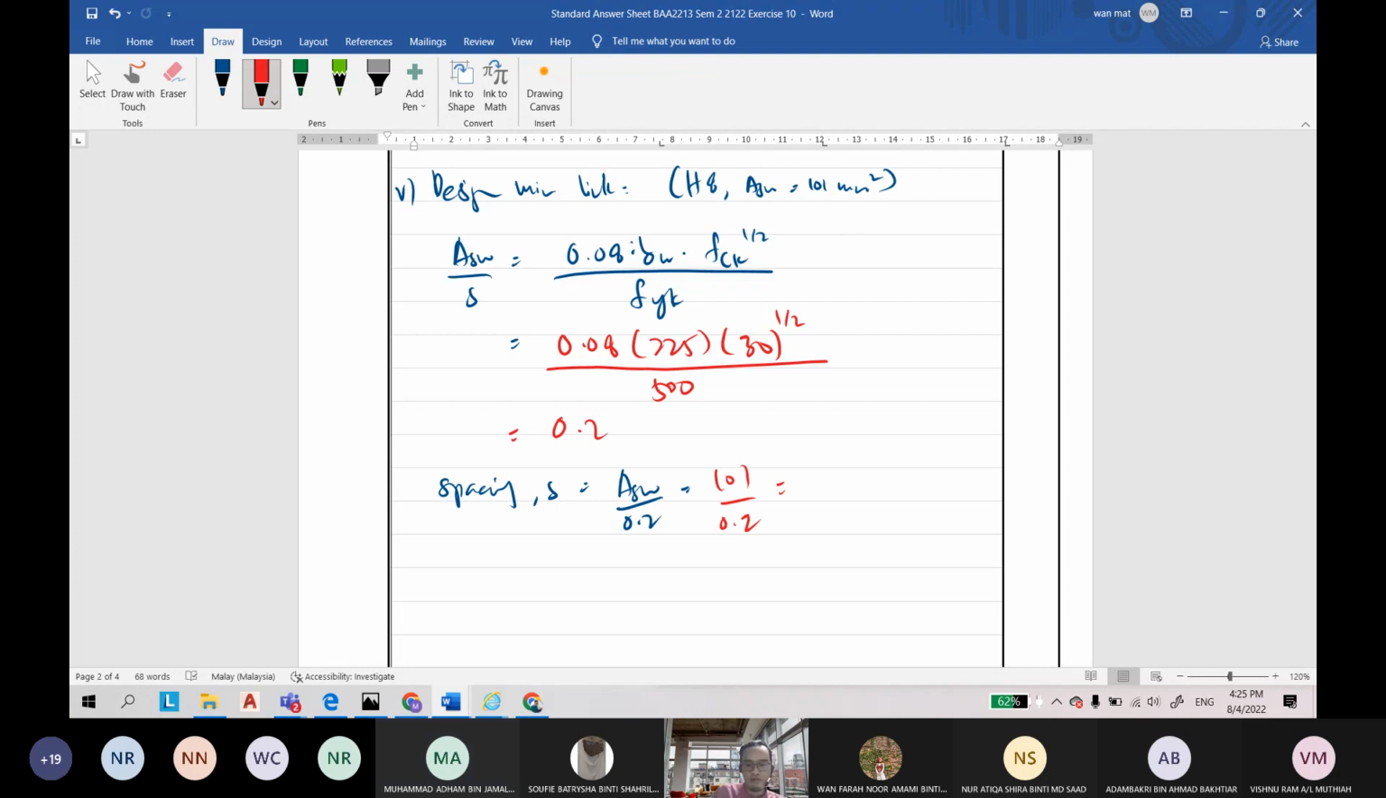505, thank you. 505 mm. So what spacing should be used?